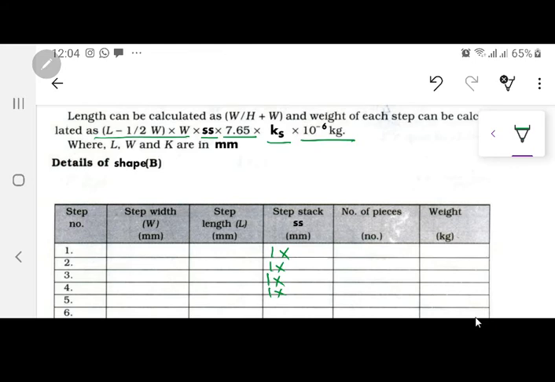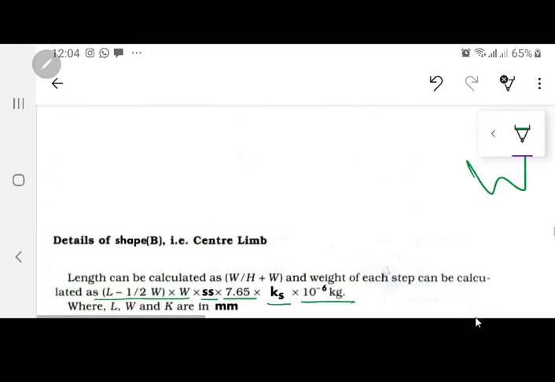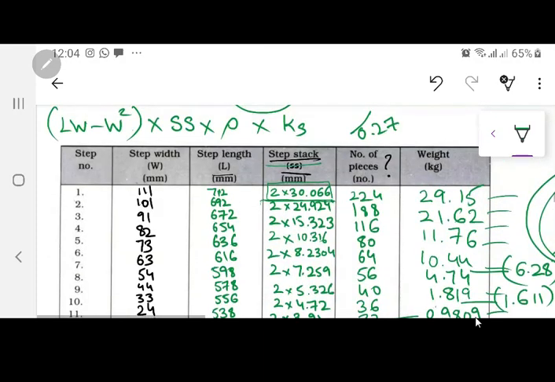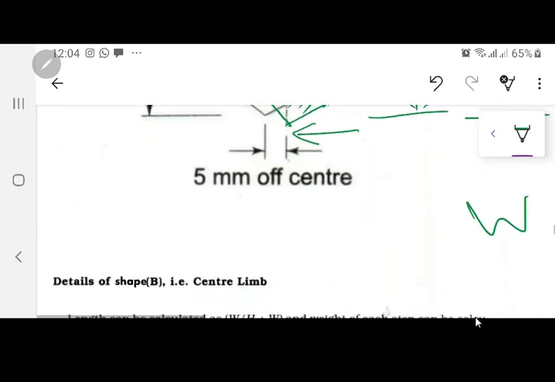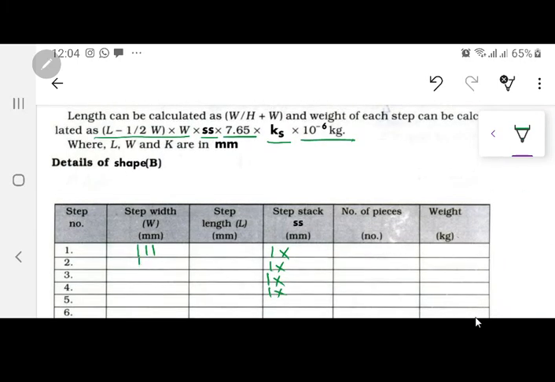See, do this one. Step widths are going to be the very same. It started from 111 and then it was, I guess, if I'm not wrong, 101, 91. So this is going to be 101, 91, 82 and so on. Length is equal to window height. What is window height over here? Window height is equal to 490 plus W. W is already given to you.